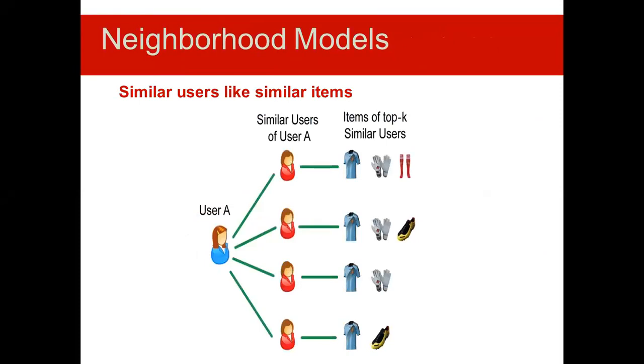So as I mentioned, the second major type of models is called neighborhood models. In neighborhood models, the key idea is to find similar users. The assumption is that similar users will like similar items. So if you can find similar users, then we can use those similar users' preferences for prediction. That's the neighborhood approach.